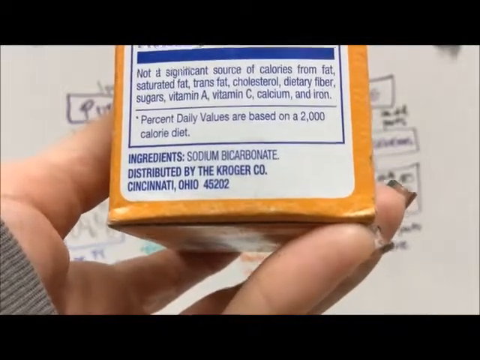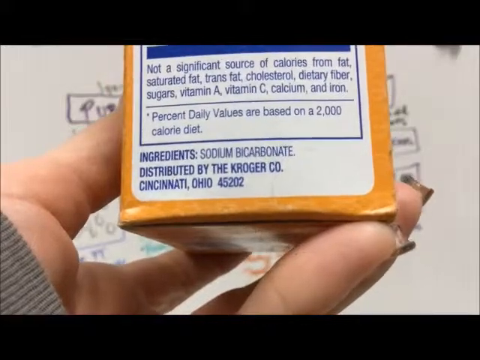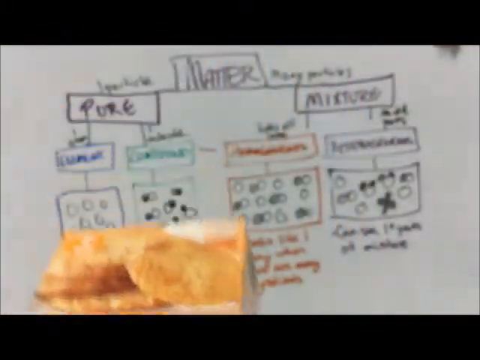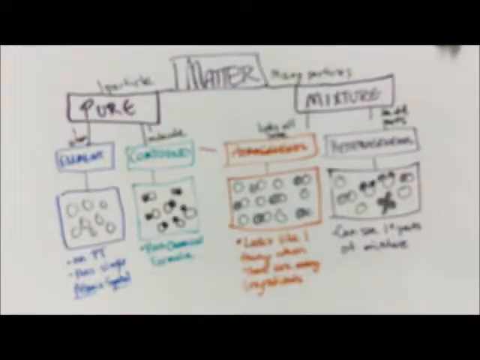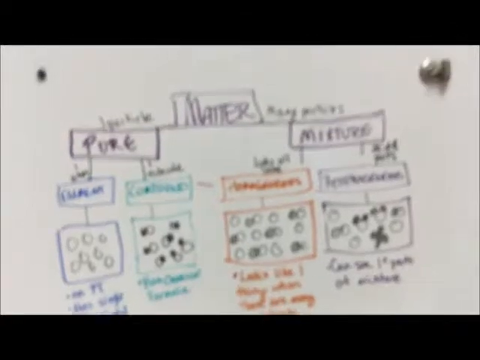We're not going to get into naming. That's a high school chemistry thing. But as far as our 8th grade science learning goes, sodium bicarbonate is definitely a compound because there aren't multiple things listed on the ingredients.